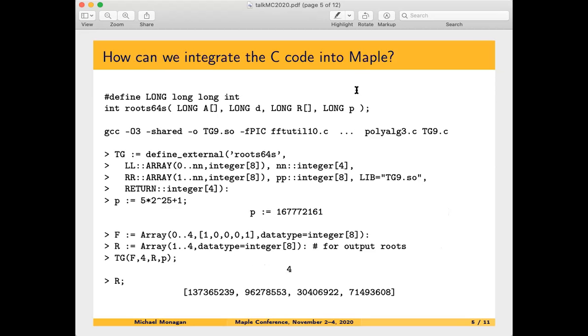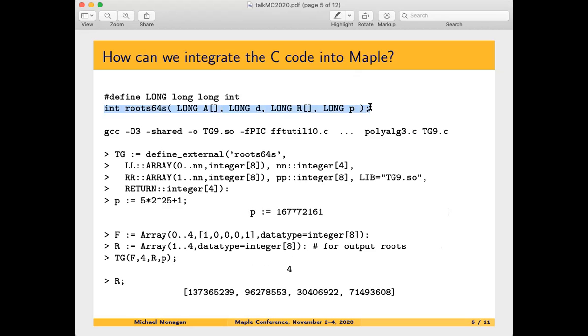Question, how can I integrate the C code into Maple? I'd like to be able to use it in Maple. What I have implemented is I've used what's called the Maple foreign function interface, so that I can call some C code. And the way that works is as follows.